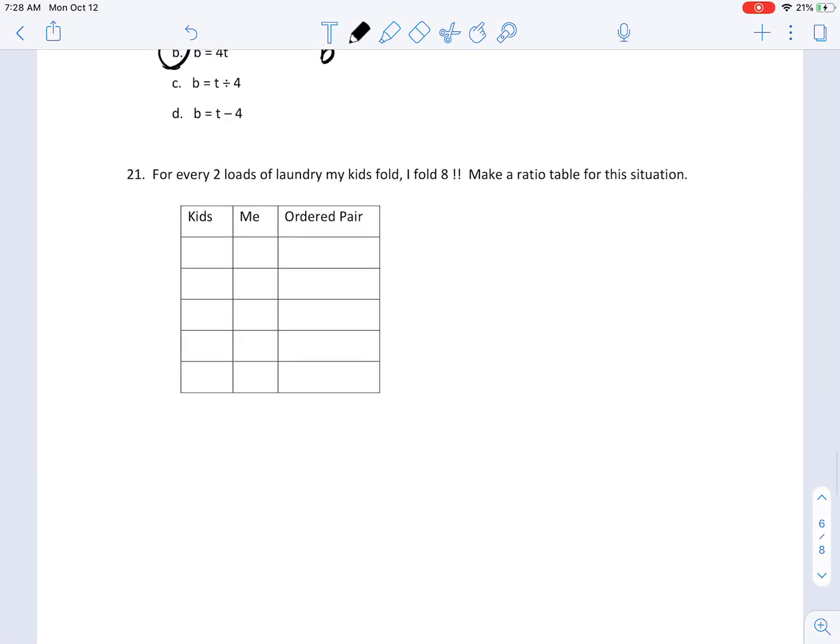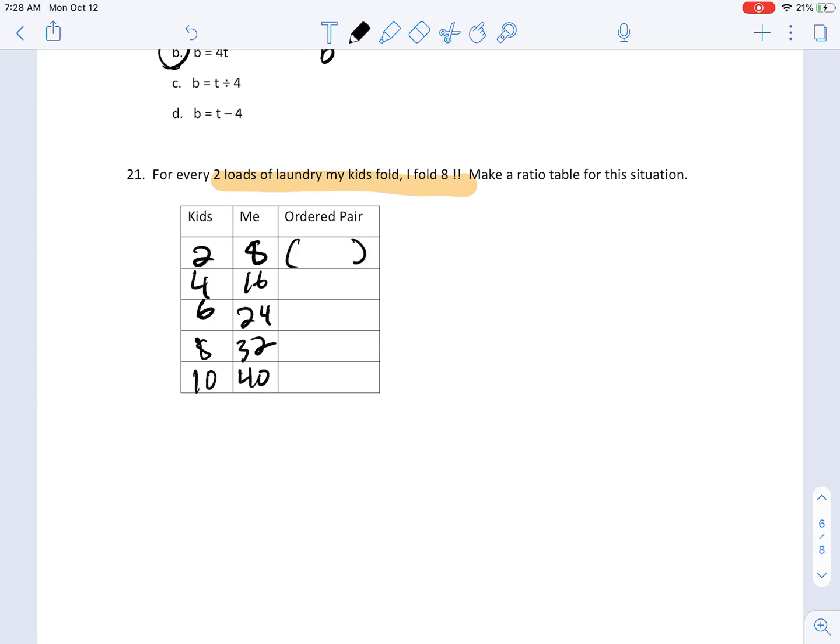Okay, number 21, almost there. For every 2 loads of laundry my kids fold, I fold 8. Make a ratio table for the situation. So our ratio obviously is 2 to 8, kids to me, 4 to 16, 6 to 24, 8 to 32, and 10 to 40. Okay, and it has an ordered pair column.